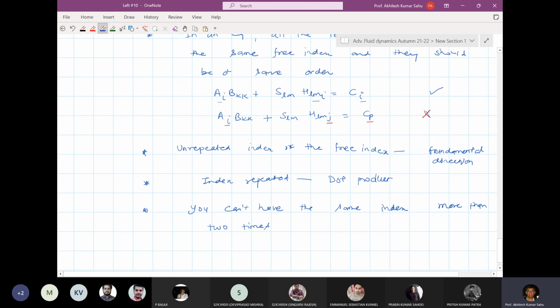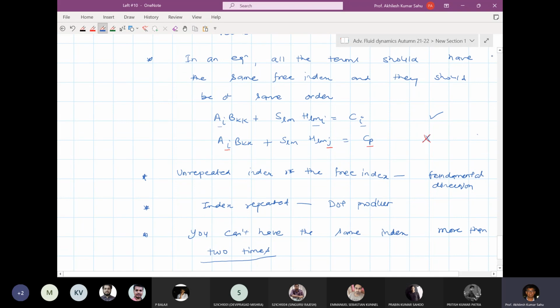You cannot have the same index more than 2 times. If any index is appearing thrice, that means you're making some mistake at some step, or you need to check your expressions. Any index cannot appear more than twice. So these are the few things about the index notation. I guess we are done with it.